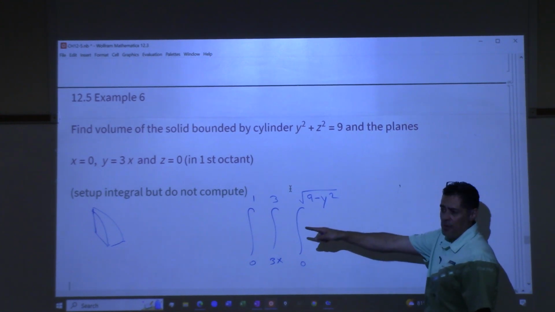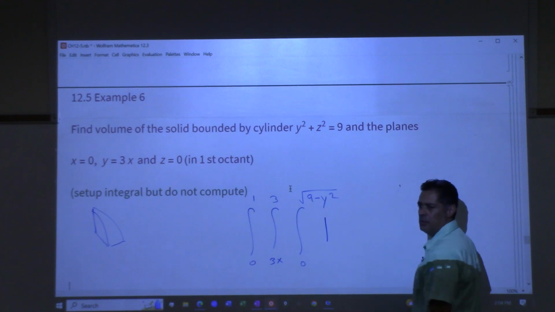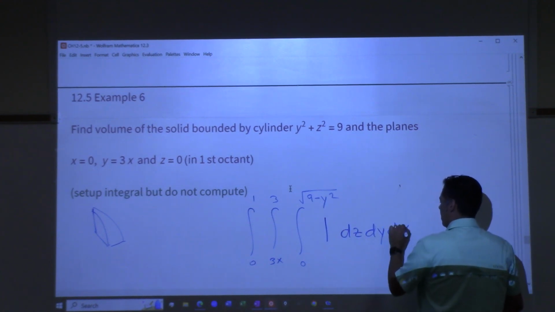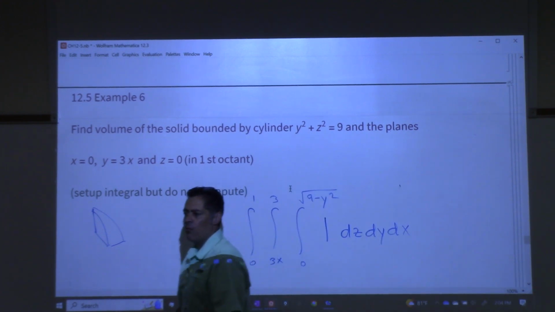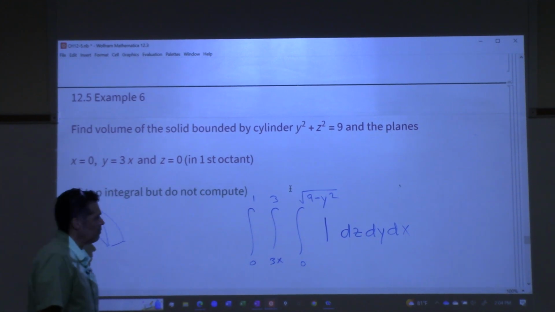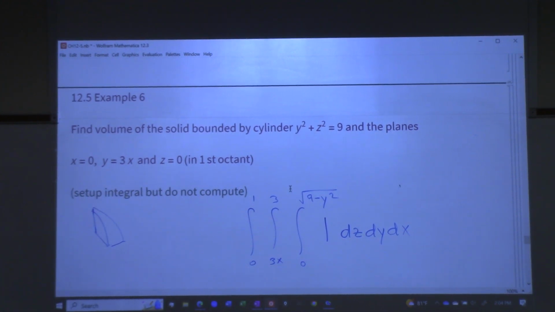If I want the volume of that solid, all I put here is 1, and then dz, dy, dx. By putting a 1 there, what that does is it says, okay, we're going to actually find the volume of that solid you're talking about. Hey, that's actually really nice. Yeah, so it's a way to compute volumes of solids.